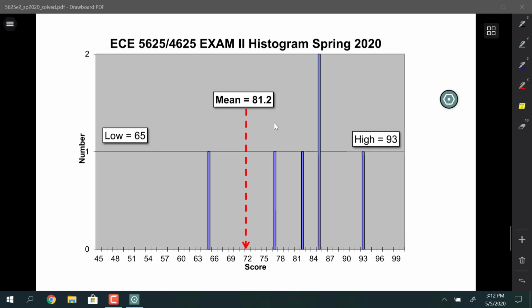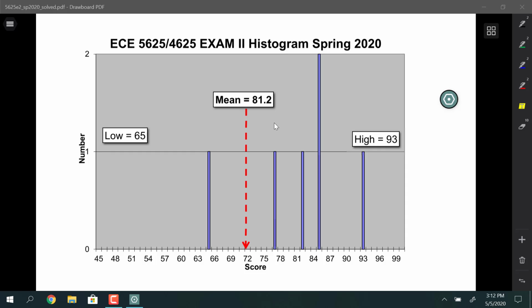So this is how the exam scores shook out. I didn't have the mean that I could tell you last week, but it is 81.2, high of 93, low of 65, and not a large number of samples in the histogram because there's only 6 people active in the class right now.